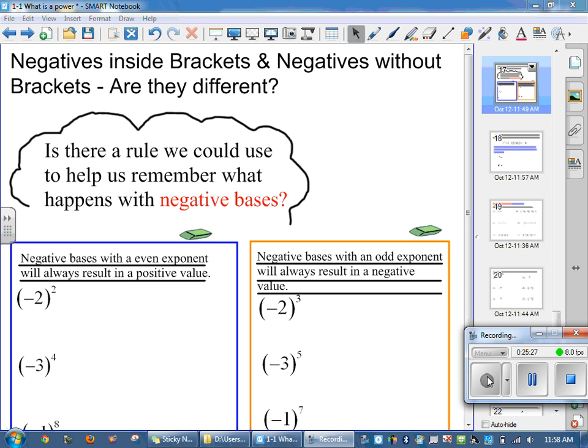If it's an even number, you'll get a positive answer. This will give me a positive 4. This guy will give me a positive 81. And the following one on the bottom here is going to give me a positive 1. Okay? How come? Because my exponents are even numbers.